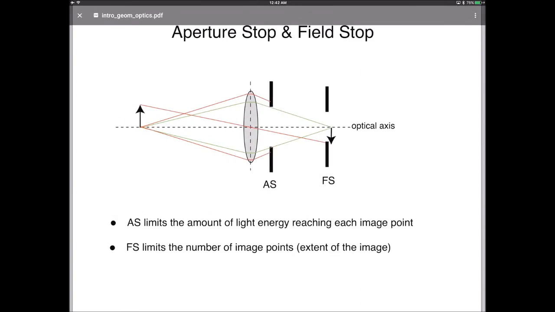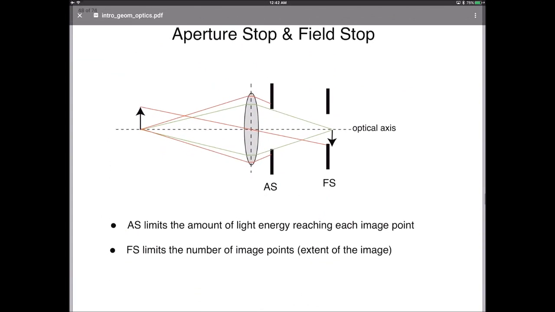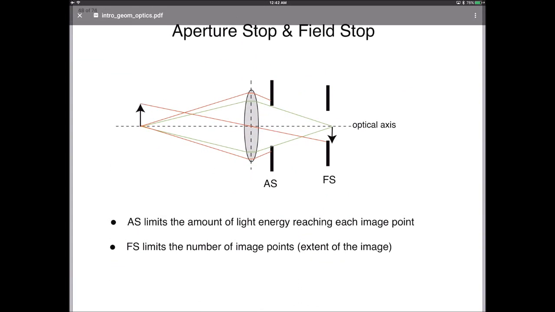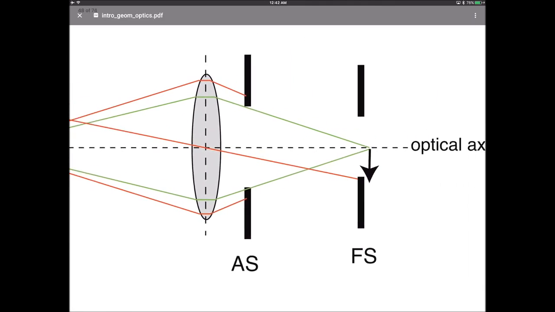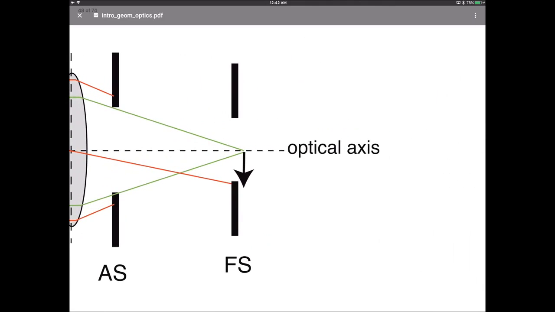So one thing to remember is that since the aperture stop controls the light, it is going to be placed close to the lens. And since the field stop controls the number of light rays reaching the image, it's going to be placed closer to the image, or in the case of the camera, the sensor.